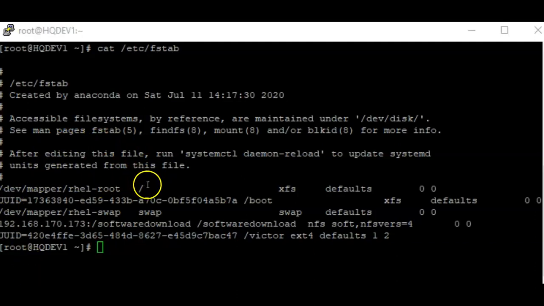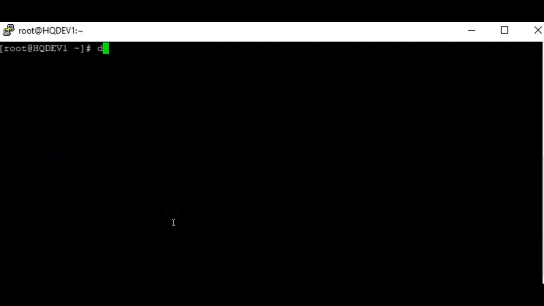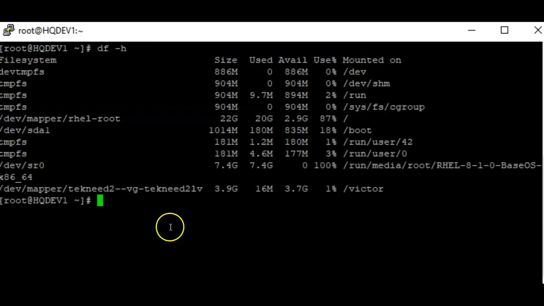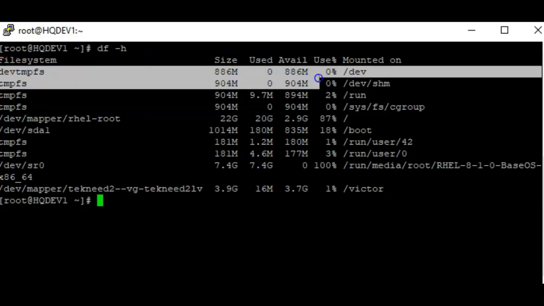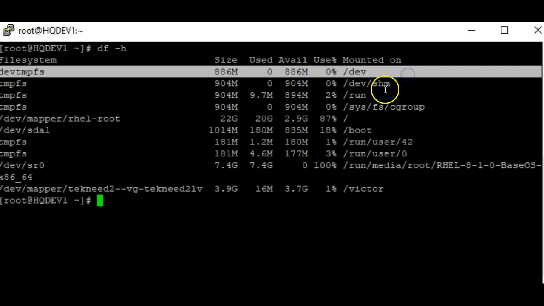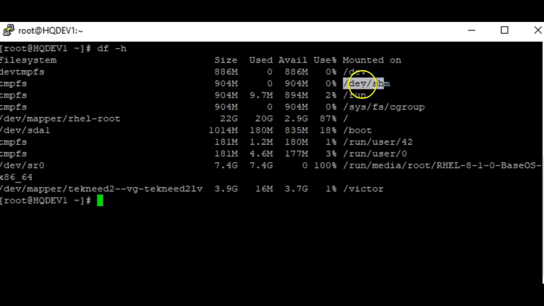You can see the likes of /, you can see the likes of /boot, you can see the likes of swap. And again, if you look at the mounted file systems on my system, you can see the likes of devtmpfs, which is mounted on /dev. You can see /dev/shm, and all these file systems are not in the fstab file, so they are not managed by /etc/fstab.